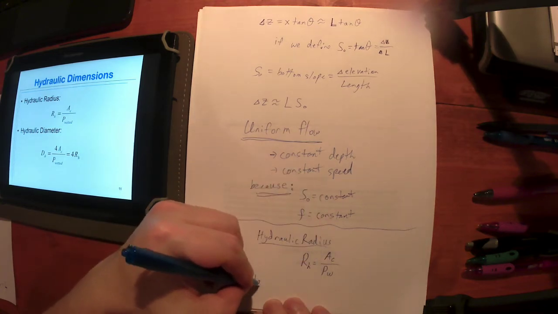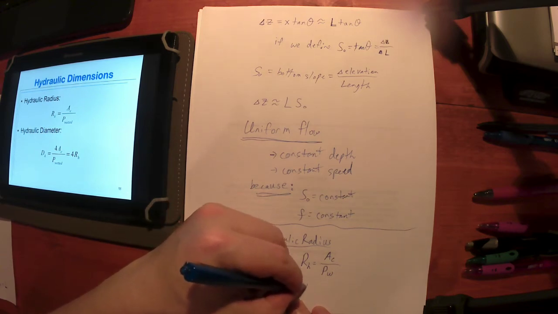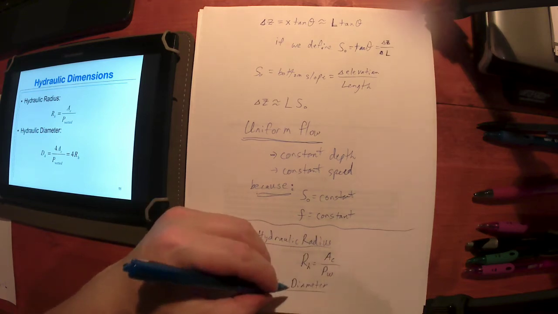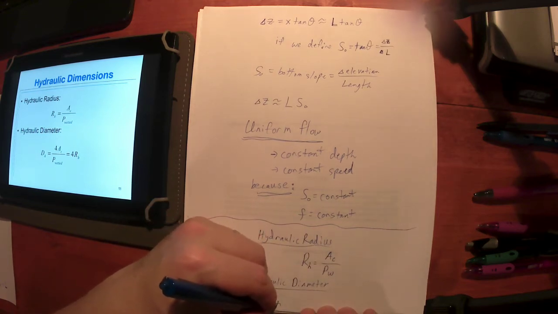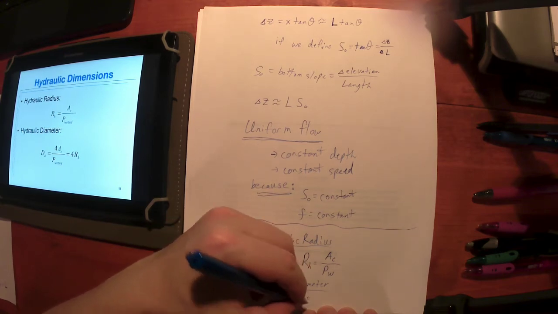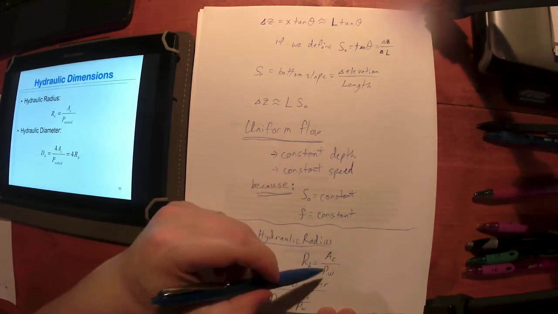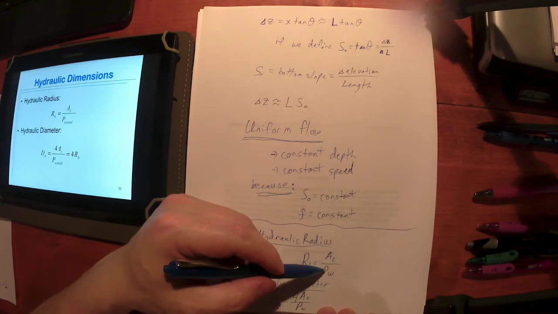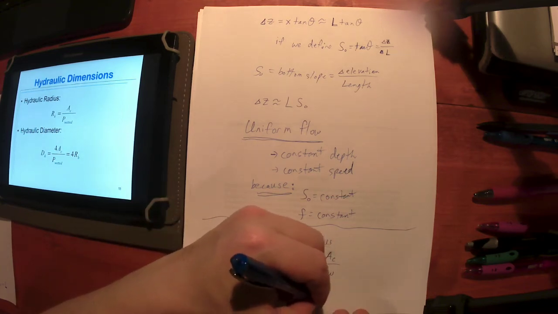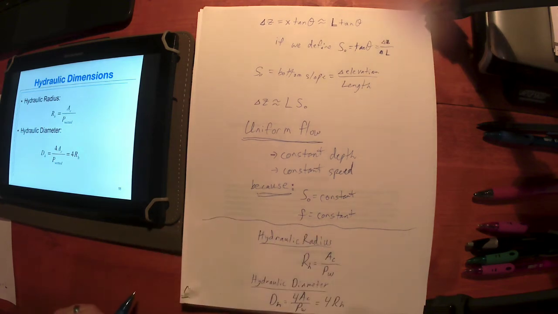And the hydraulic diameter, we did see this in chapter 8. We didn't make too big a deal of it because normally we're dealing with circular pipes, but the hydraulic diameter is going to be 4 times the cross-sectional area divided by this wetted perimeter. Now the wetted perimeter is the total length that is in contact with the fluid. Notice this ends up being 4 times the hydraulic radius.